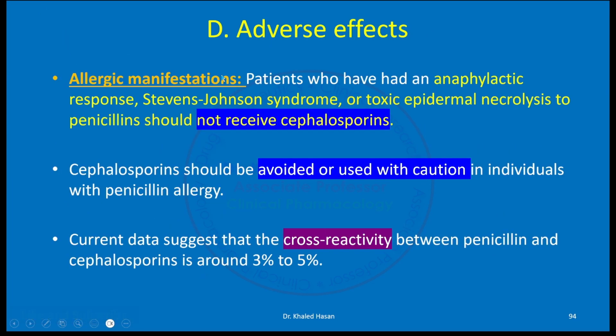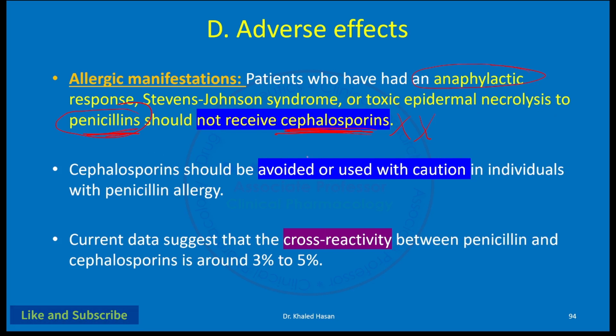Okay, moving to the last slide about cephalosporin, we have allergic manifestations. Here, the patient who has an anaphylactic response towards penicillin. If the patient comes to the clinic and has a history of severe allergic anaphylactic reactions, here the use of cephalosporin is considered a contraindication. We don't prescribe cephalosporin to the patient with a history of severe allergy to penicillin. So I will repeat it: a patient who has had a history of anaphylactic response such as Stevens-Johnson syndrome or toxic epidermal necrolysis to penicillin should not receive cephalosporin.